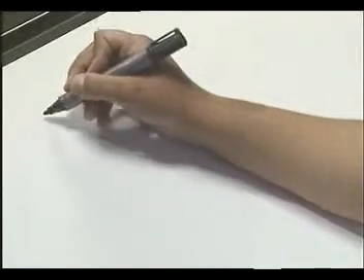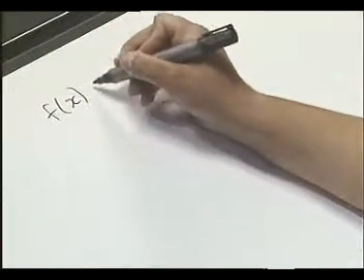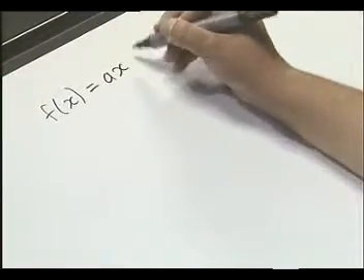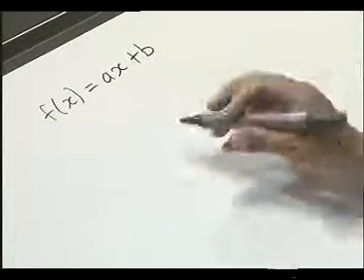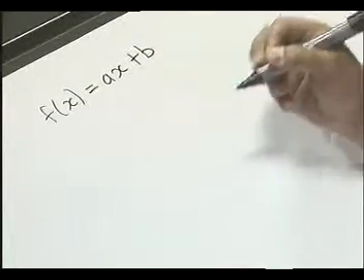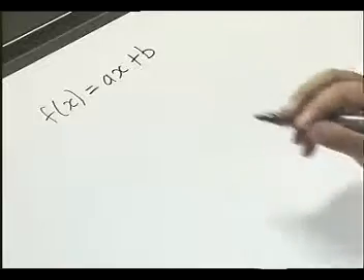A linear function is a function of the form f of x equals ax plus b, where a and b represent real numbers. And when we show this graphically, a represents the gradient of the function and b represents the y-axis intercept, which is sometimes called the vertical intercept.